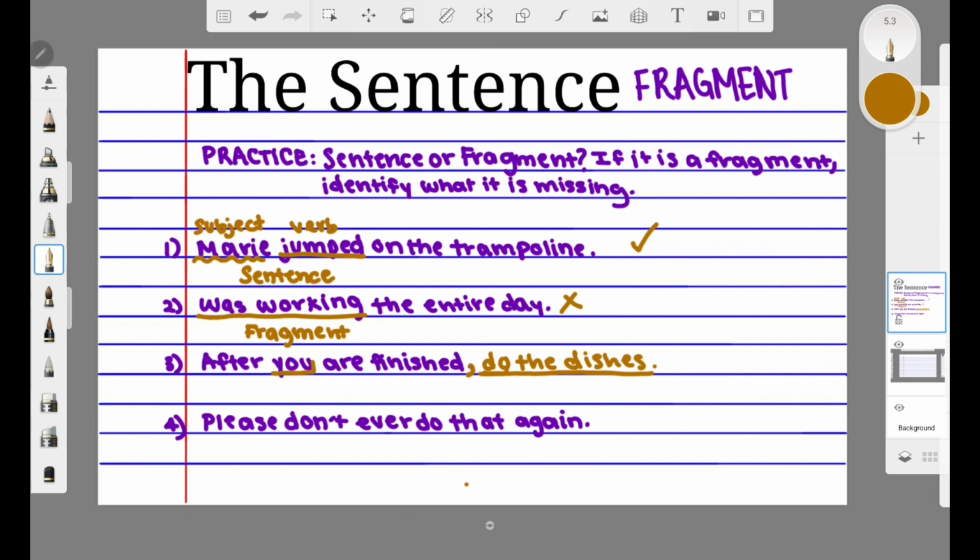So yes, it might have a subject, but it still doesn't have a verb. Even though you might have thought that finished was a verb, you can also kind of tell that no matter what, this is a fragment. It just stands alone. It's not expressing a complete thought. After you are finished. After you're finished what? So, it's a fragment.